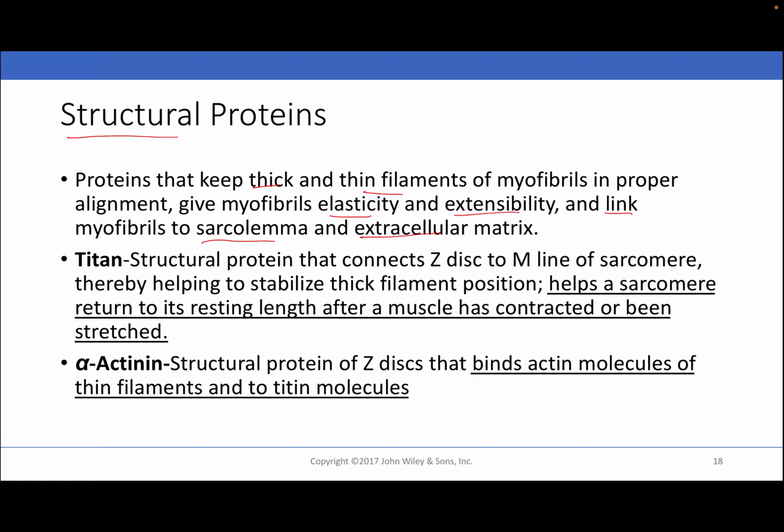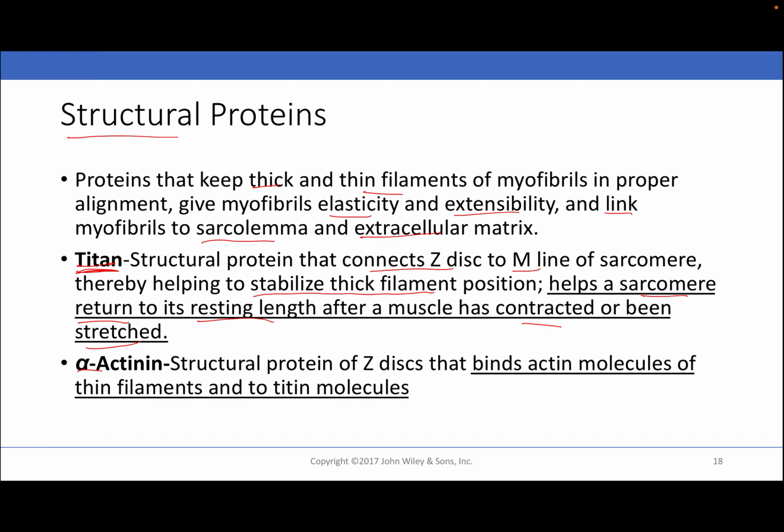So starting with titin. This is going to be a structural protein that's going to connect Z discs to the M line. I'm pretty sure titin is one of the largest proteins that you have in your body. If you ever meet a scientist who studies titin, you should feel very bad for them because everything is more difficult because it is so darn huge, which is where it gets its name. So ultimately, titin is going to help with stabilization of our thick filament position. Right? It's going to help our sarcomere return to the resting length after our muscle has contracted or been stretched.